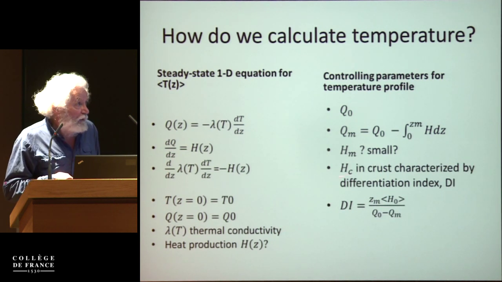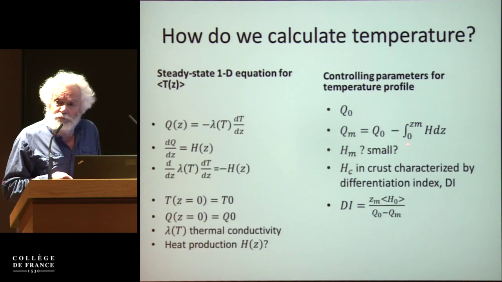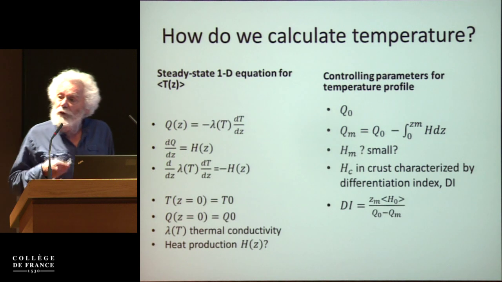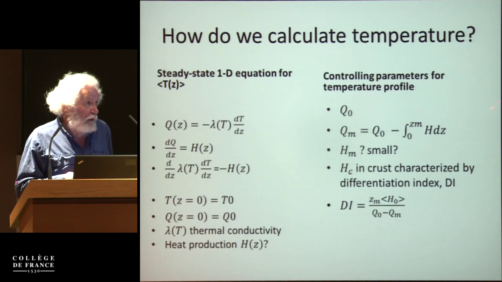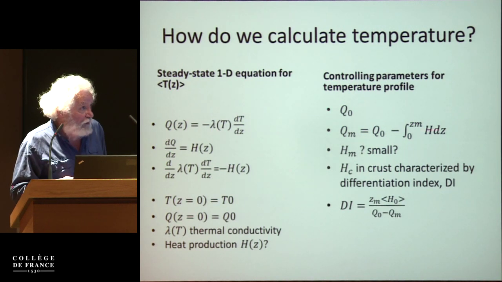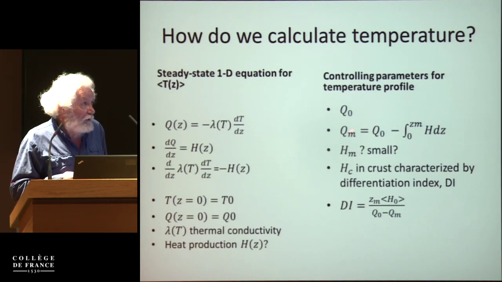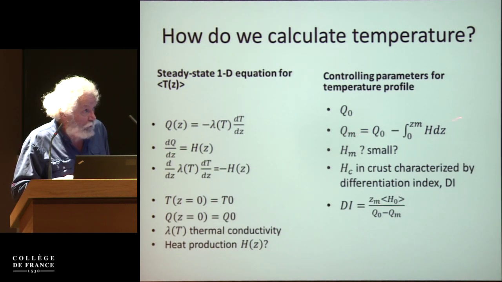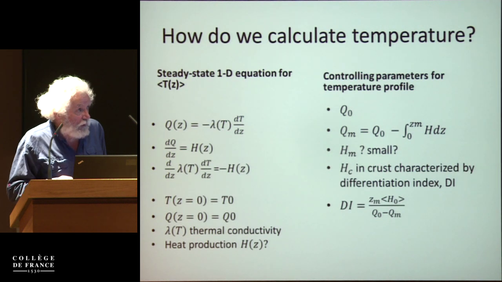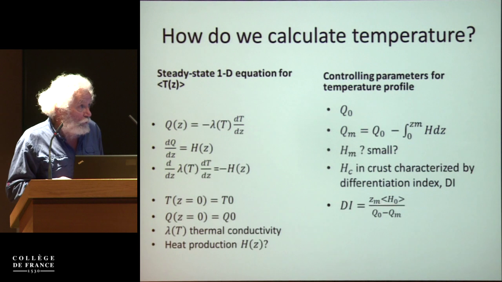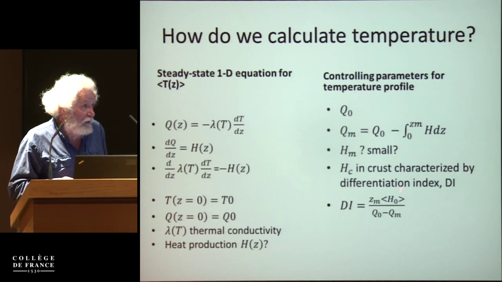We assume that mantle heat production is relatively small, and what we worry most about is the heat production in the crust. So basically, the mantle heat flux is going to be equal to the surface heat flux minus the heat production in the crust.